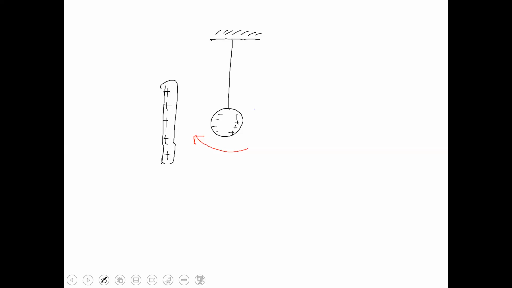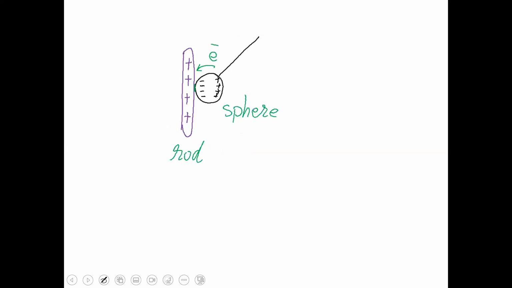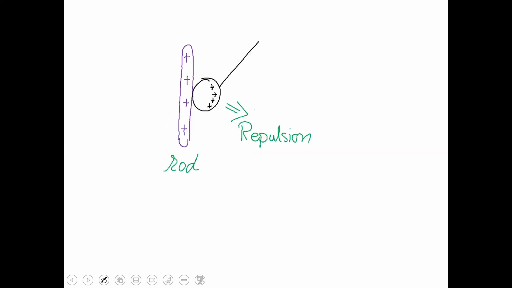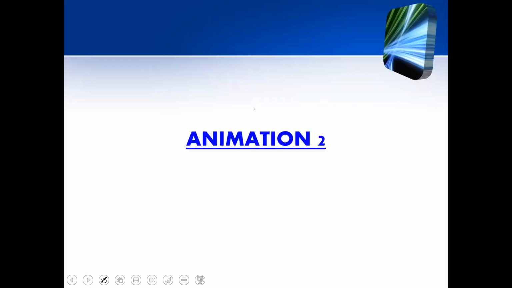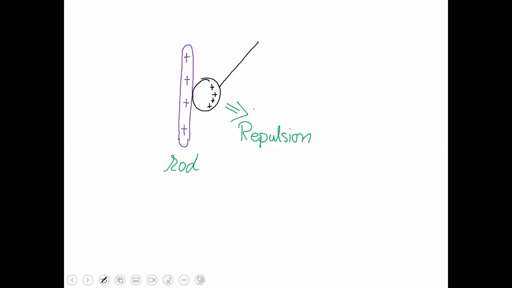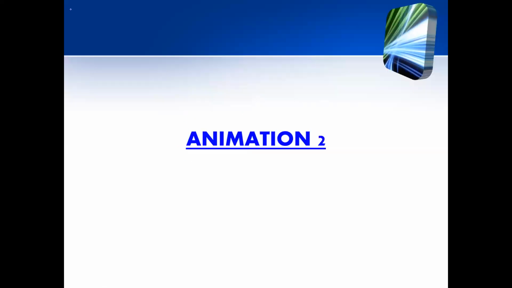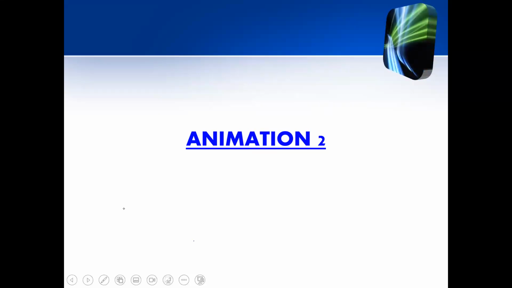The sphere will be attracted towards the rod and move and go and touch it. As soon as it touches the rod, electron transfers and then only positive is left. Now there is a repulsion and the sphere comes back. It's a very tricky experiment, and I want to show you in an animation, so you can imagine the actual working concept of this repulsion and attraction together.